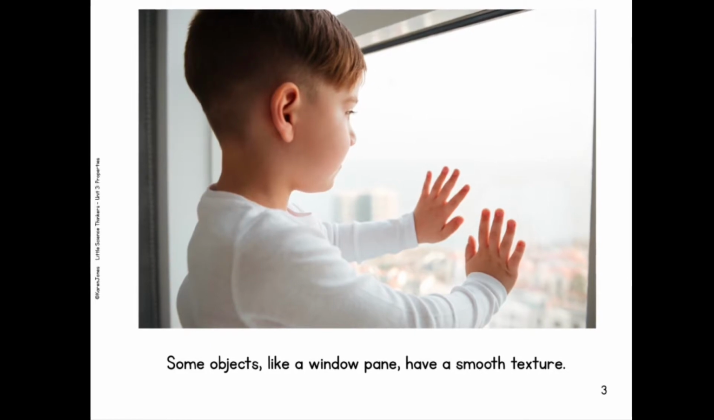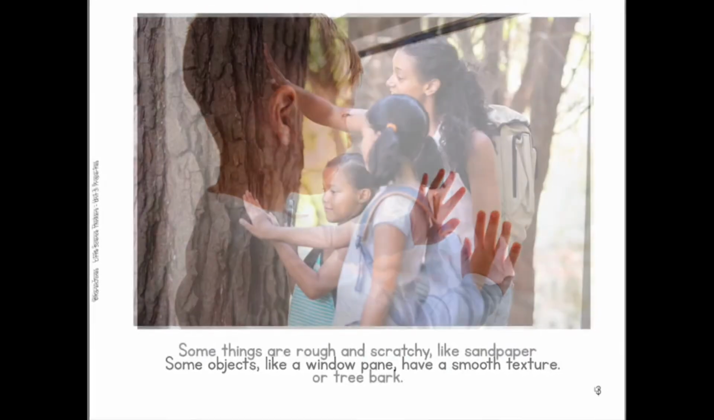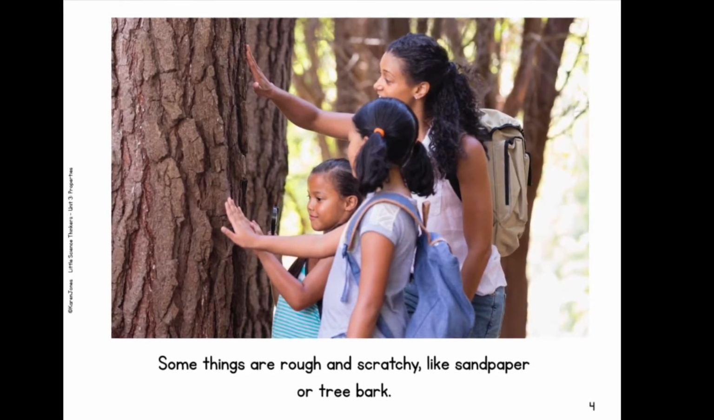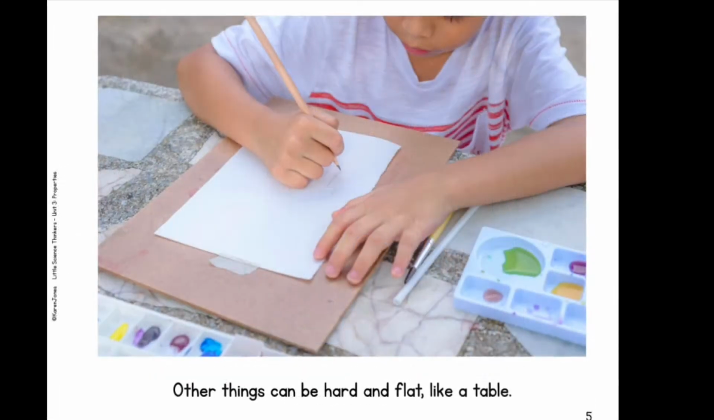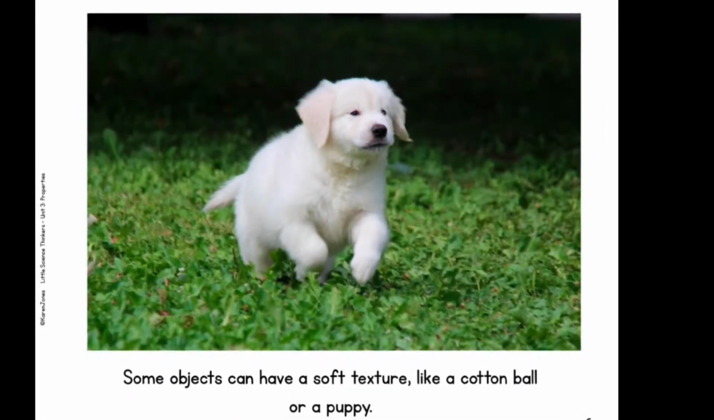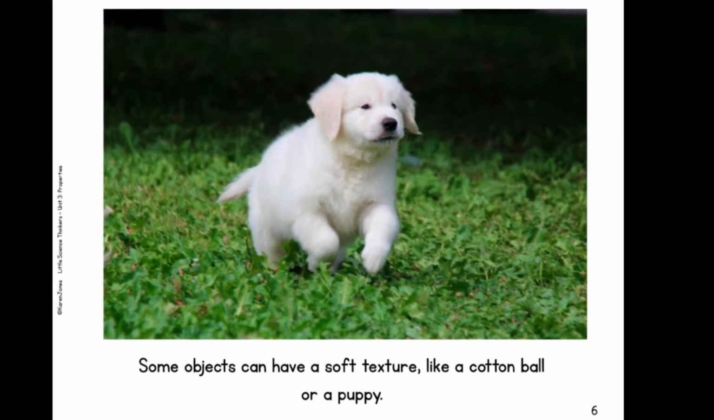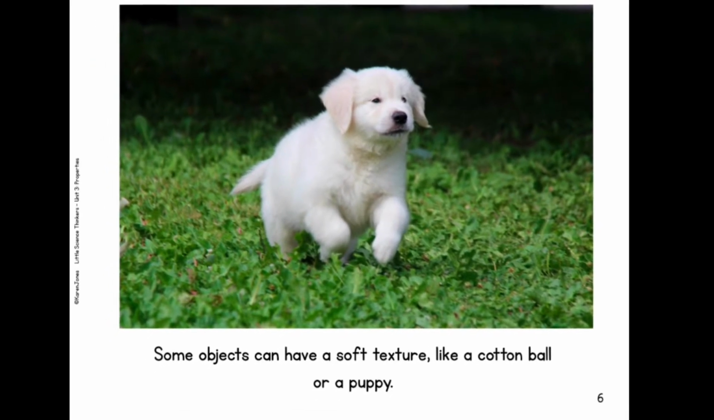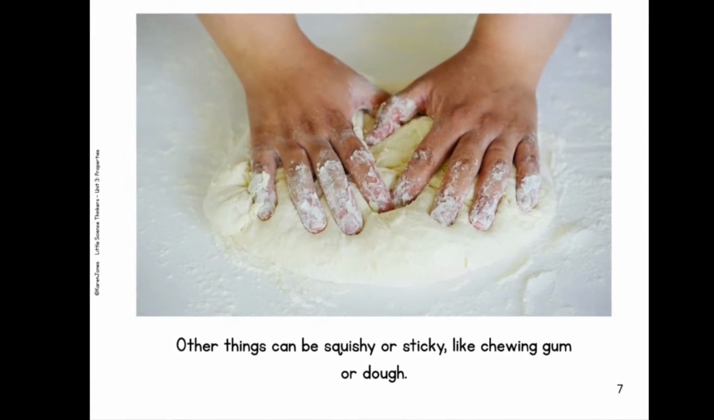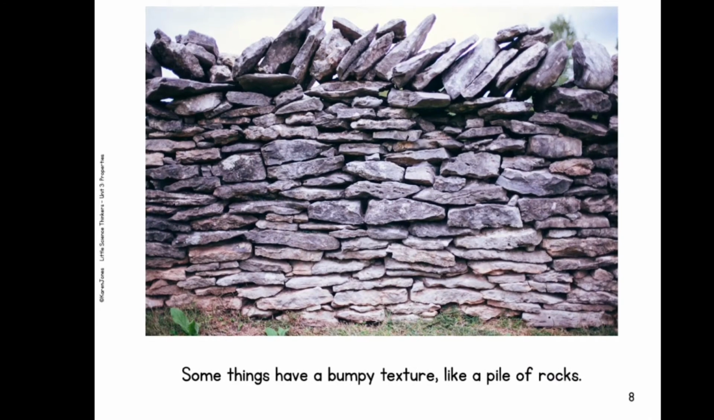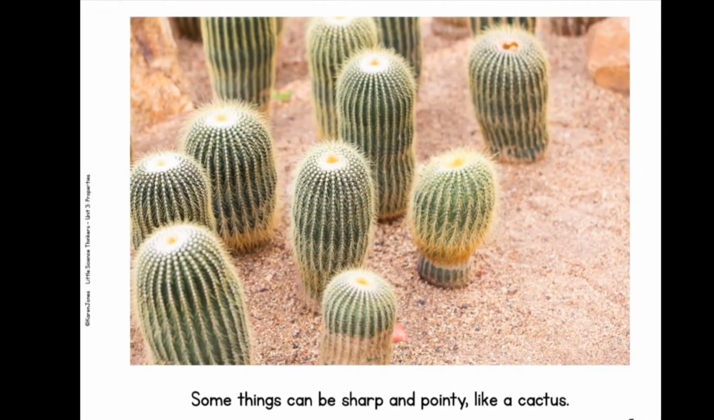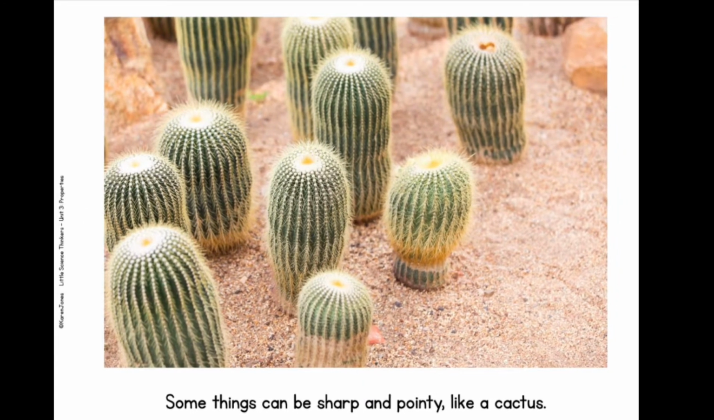Some objects, like a window pane, have a smooth texture. Some things are rough and scratchy, like sandpaper or tree bark. Other things can be hard and flat, like a table. Some objects can have a soft texture, like a cotton ball or a puppy. Other things can be squishy or sticky, like chewing gum or dough. Some things have a bumpy texture, like a pile of rocks. Some things can be sharp and pointy, like a cactus.